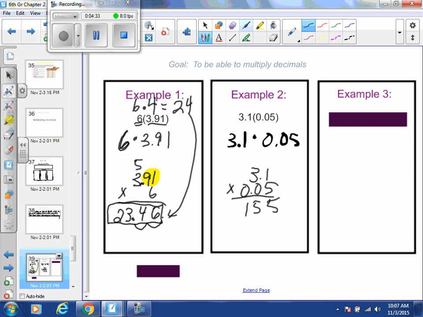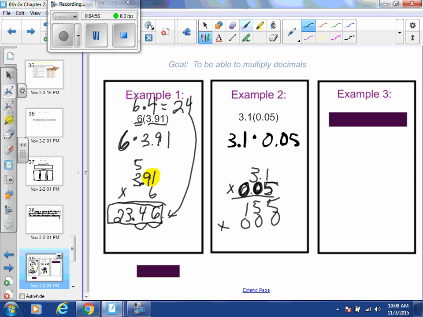All right. Now, some of you will just say, okay, right there, I can count my decimal places and put it in my product because these other 2 numbers are 0. If you like to go through the whole process, go ahead. So we multiplied the 5 times 3.1. Now we need to multiply the 0 times 3.1. I'll put a placeholder. 0 times 1 is 0. 0 times 3 is 0.